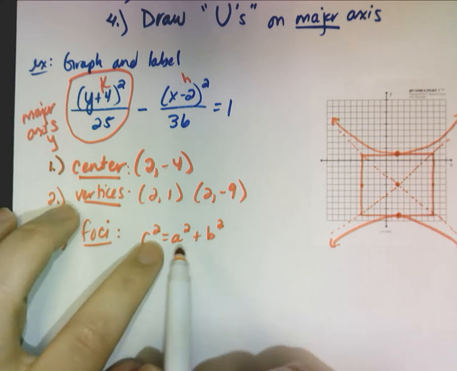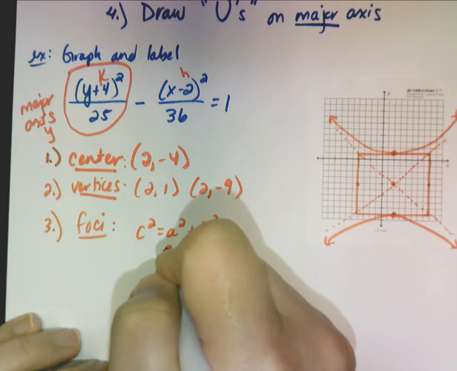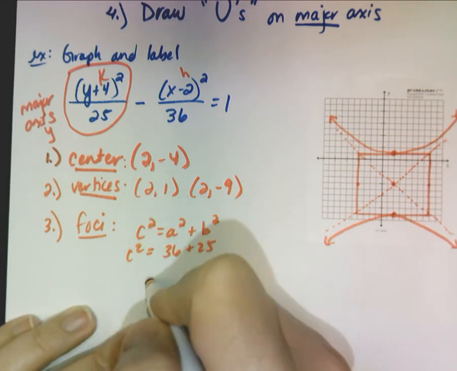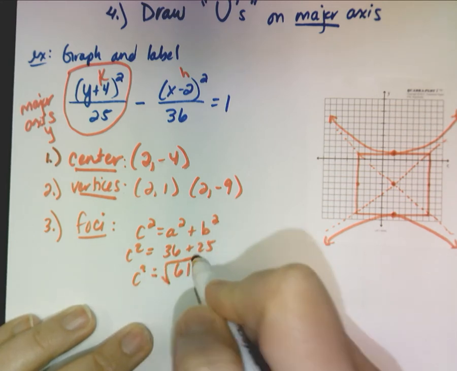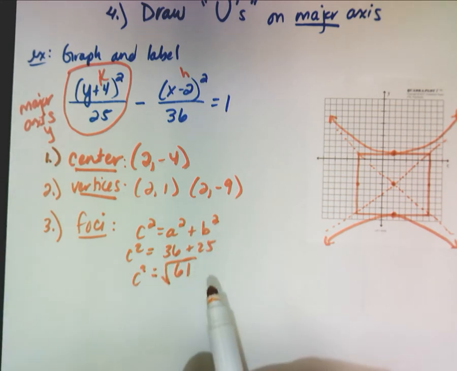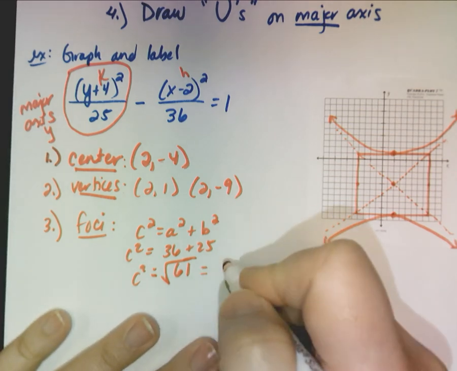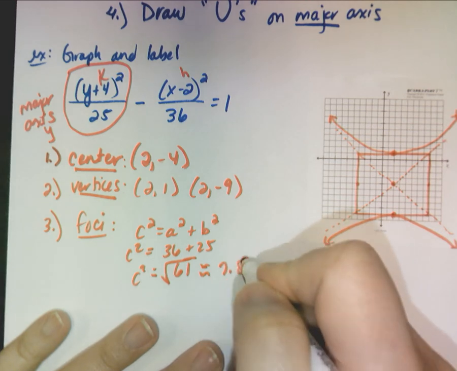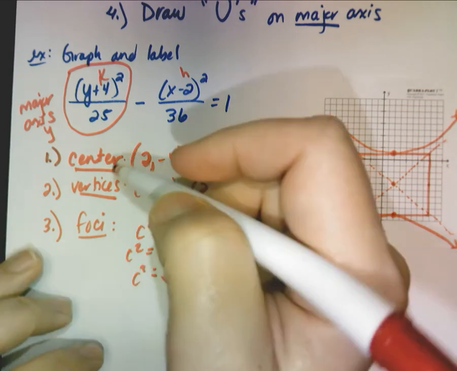And does it matter which one you call your a squared and b squared? Not really, because you're just taking these two numbers and adding them. 36 and 25. And that'll be 61. And I know Mr. Belk likes to put plus or minus square root of 61. That's fine. I'm just actually going to write it as a decimal because that's what most engineer students do. So 7.8.